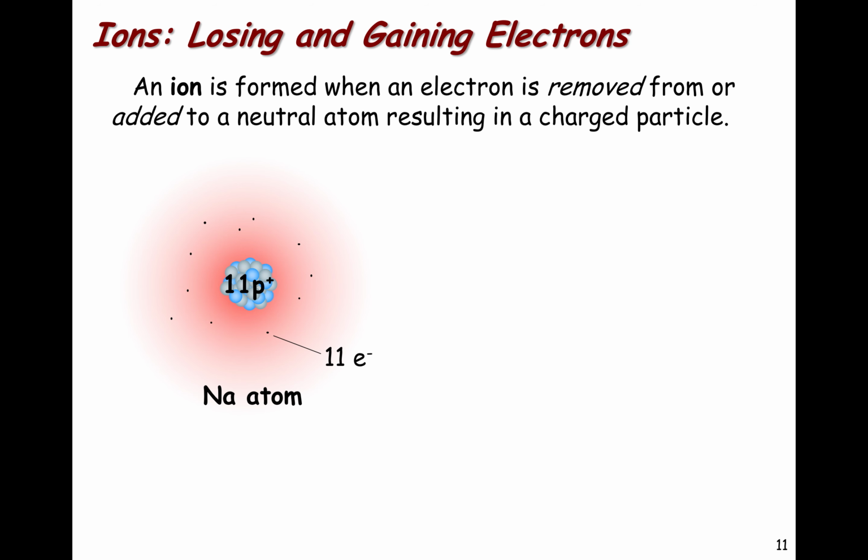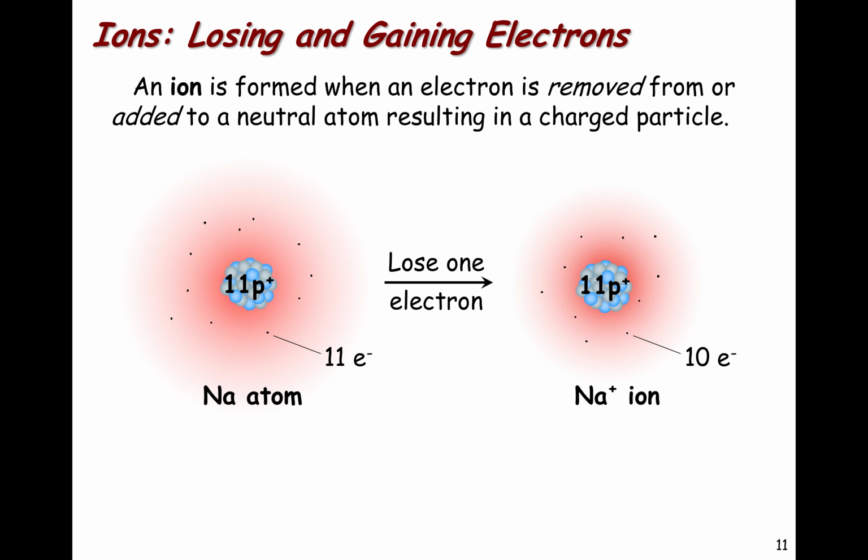Adding some energy produces a removal of one electron, and this gives you an atom with 11 protons in the nucleus, but only 10 electrons surrounding it, with a net charge of positive 1. This is the so-called sodium ion. Any positively charged atom or group of atoms is referred to as a cation.